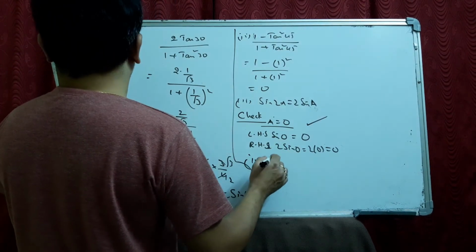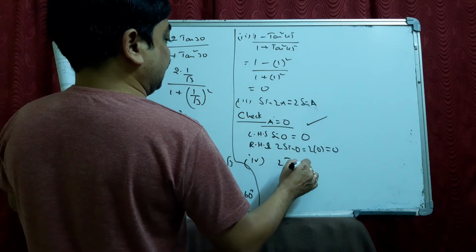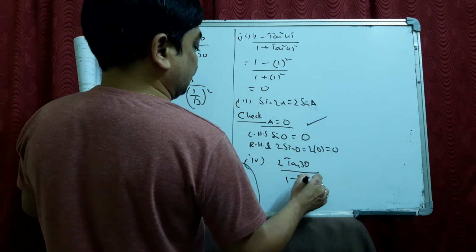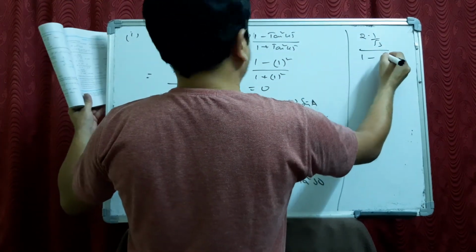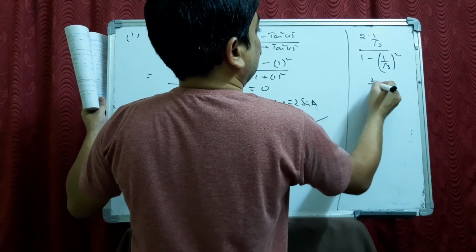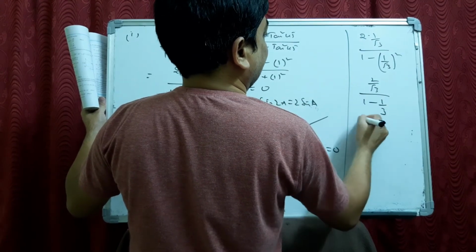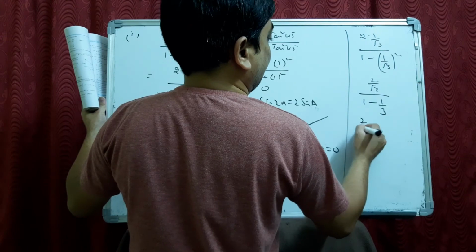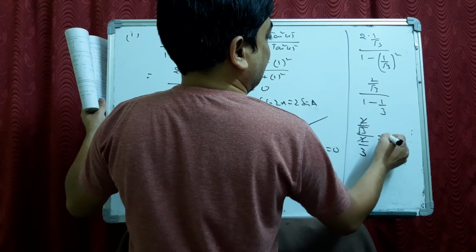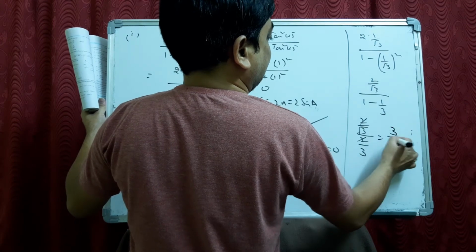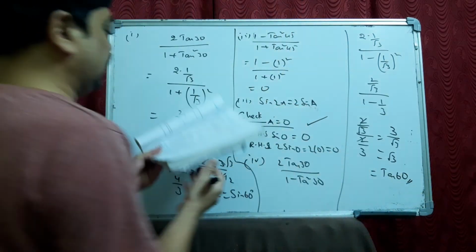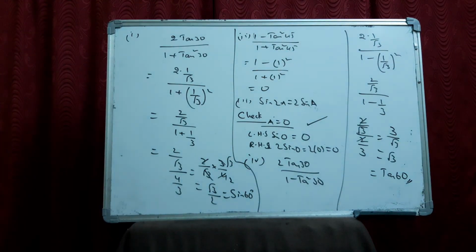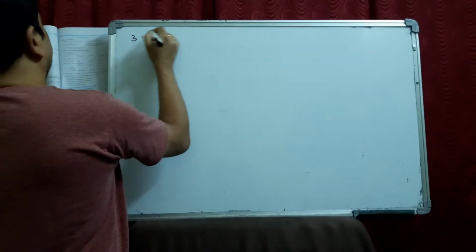Fourth one, 2 tan 30 by 1 minus tan square 30. I do here 2 into 1 by root 3 by 1 minus 1 by root 3 whole square. 2 by root 3 by 1 minus 1 by 3. 2 by root 3 by 2 by 3. It becomes 3 by root 3. It becomes root 3. Root 3 value is nothing but tan 60. It is tan 60, the fourth option. Okay? Sorry, it is the third option. See the third problem. They have given it like this.